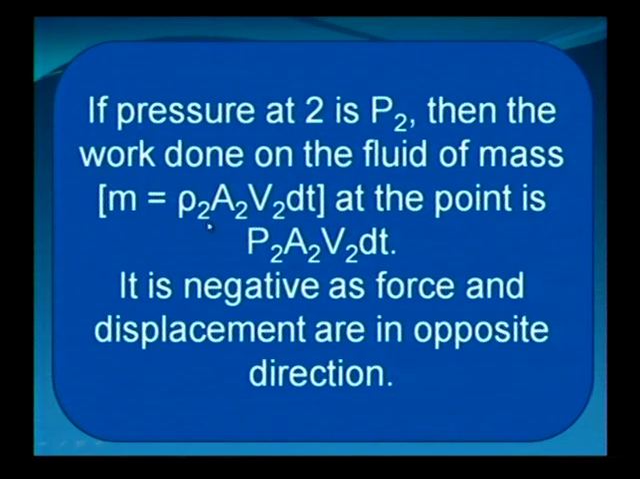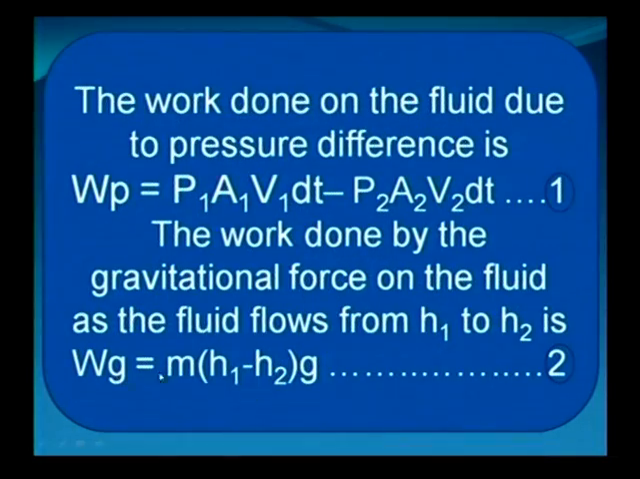Point 2 is rho 2 A2 V2 dt. It is negative as force and displacement are in opposite directions. The work done on the fluid due to pressure difference is Wp equals P1 A1 V1 dt minus P2 A2 V2 dt. Let it be equation number 1.